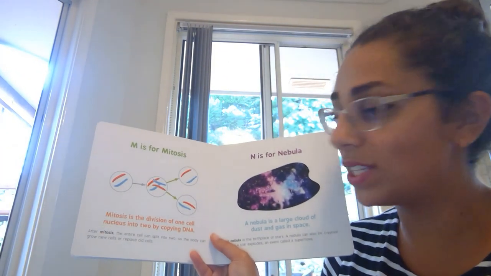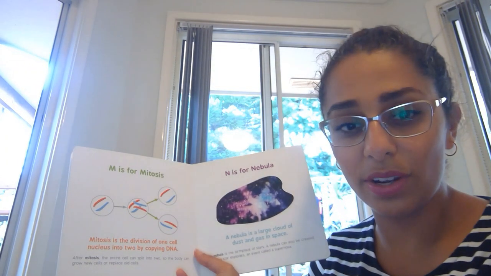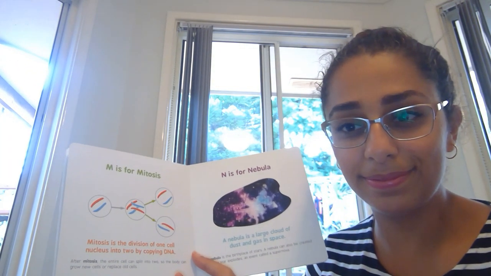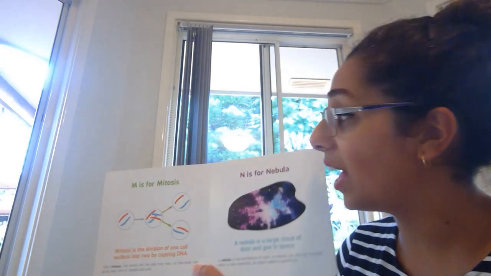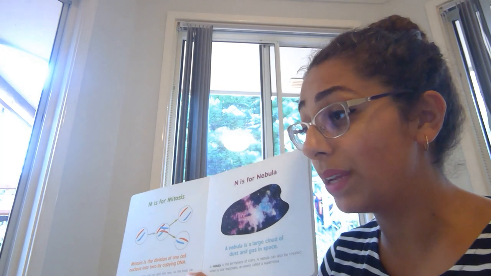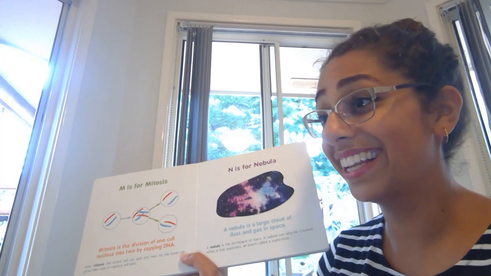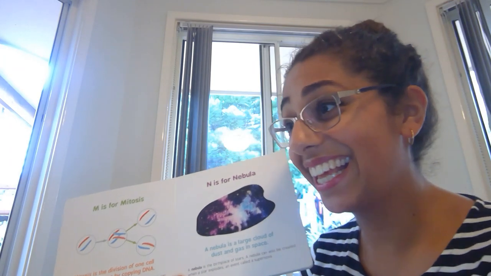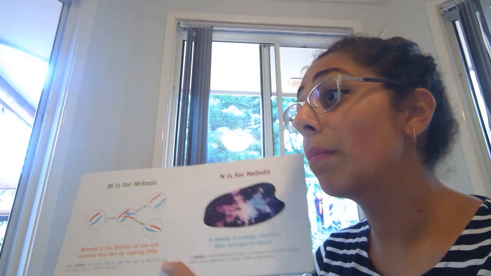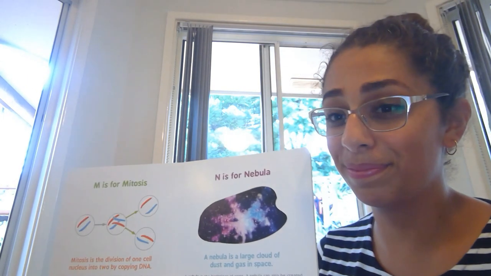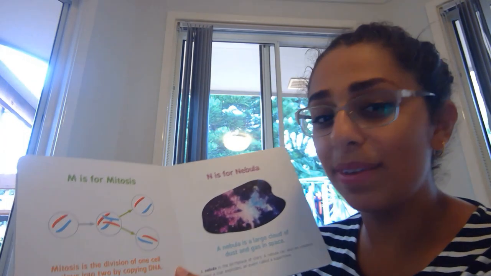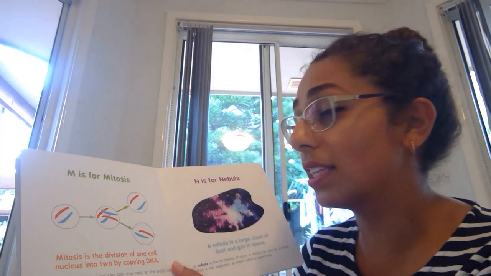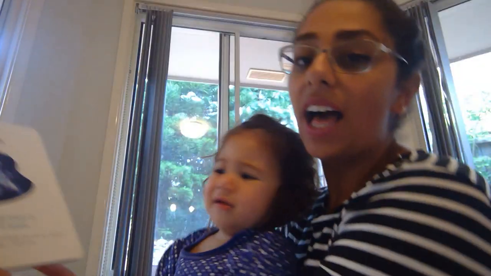M is for mitosis. I'm going to figure out what's going on with my baby. Layla, come here. M is for mitosis. And N is for nebula. Don't you want to read with Mommy? Come on. Mommy's reading. Okay, Harry Potter was too itchy. We had to change clothes. Okay, Layla, we got up to M.